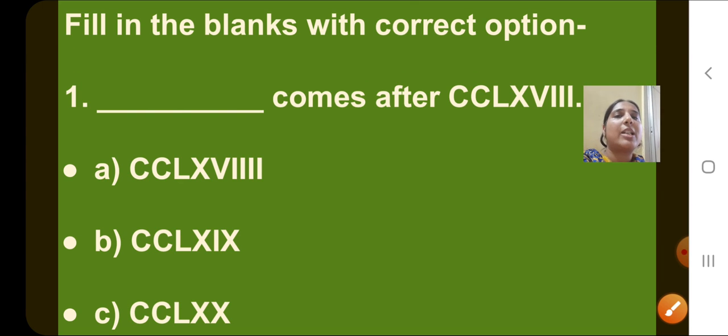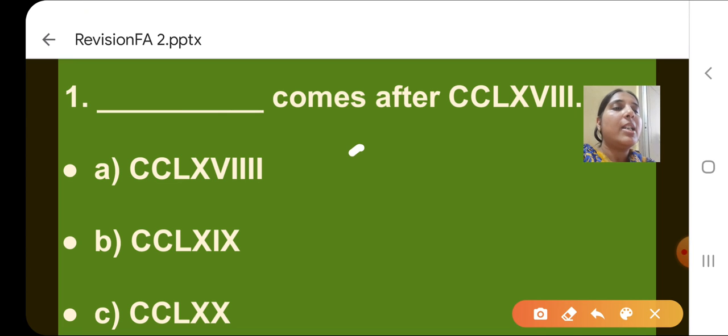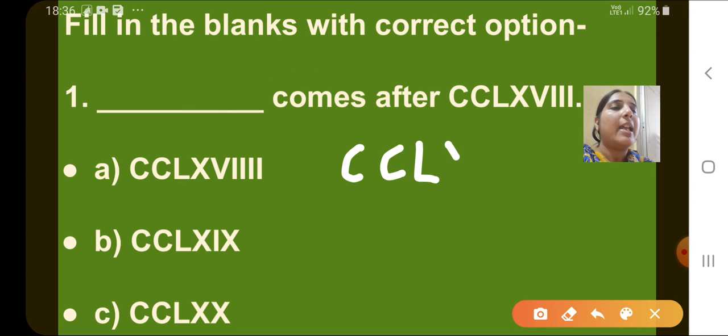Okay, the next question is fill in the blanks with the correct option. So dash comes after CCLXVI. So first you should know the value which has been given in Roman numeral here. First let's convert that. So let's convert CCLXVI.